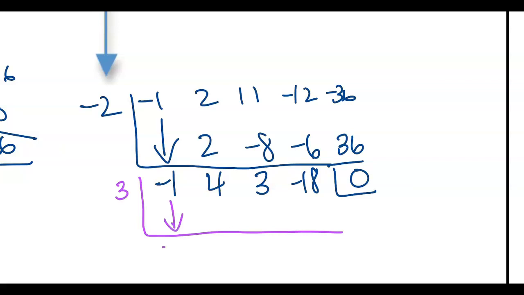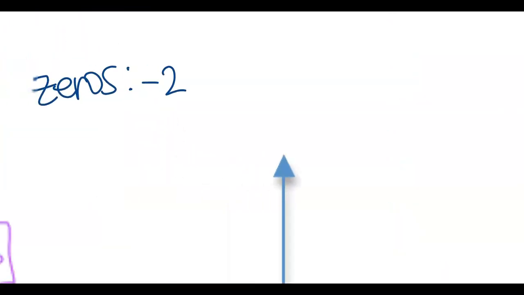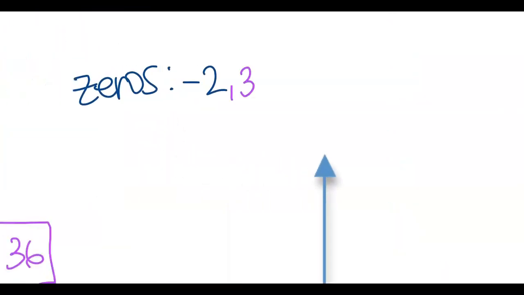So I'm going to bring down. We're going to multiply. This is negative 3. Add. Multiply. So 6. 6 times 3 is 18. Oh, good. We have another 0. So at the top of my page, I'm going to put 3 because that's my other x-intercept. The whole point of this is to ask you to graph it. So I know at least 2 of the x-intercepts so far.